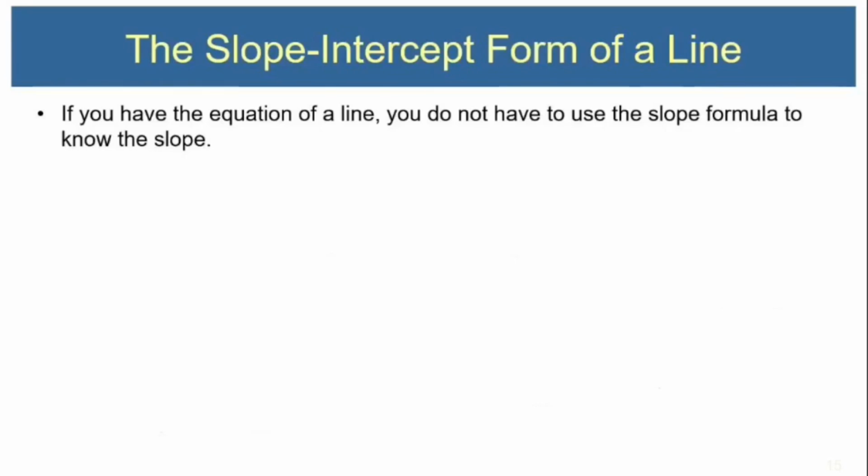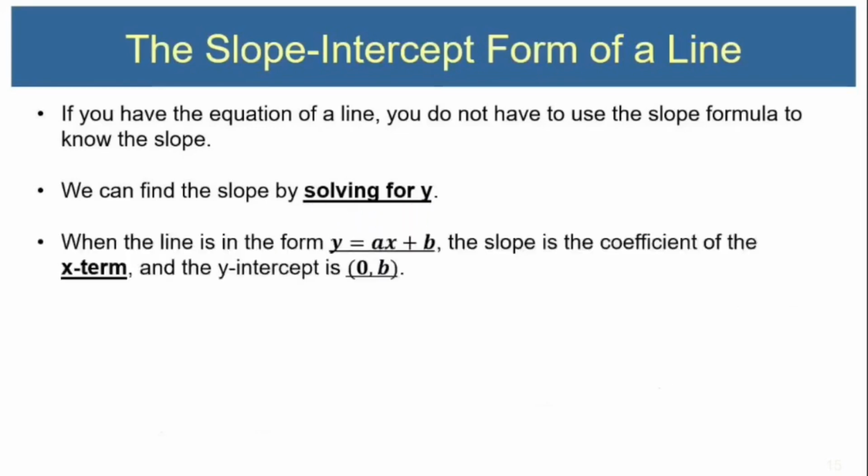Sometimes you need to know the slope of a line just by looking at its equation, and you don't have a graph where you can get points and use the slope formula. Well, if you have the equation of a line, you don't have to use the slope formula to know the slope of that line. All you have to do is solve for y. When the equation is solved for y, it will tell you the slope. Okay, so when the line is in the form y equals ax plus b, the slope is the coefficient of the x term, and the y-intercept is 0, b, whatever that b number is.